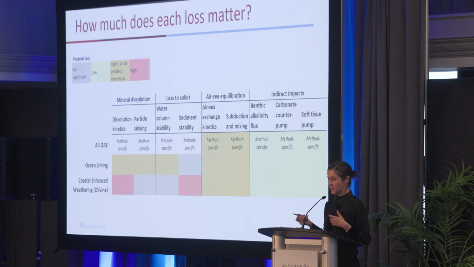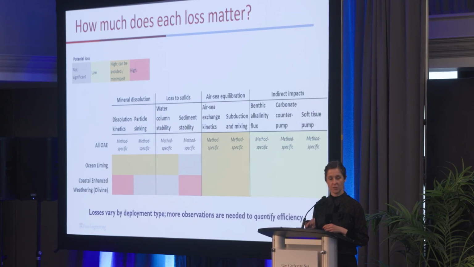Research that has already been published, and that we'll see in these next conversations, has really been informing where we need to focus our attention in this efficiency loss framework. So the takeaway here is that losses vary by deployment type. We need to understand which losses matter for which types of deployment, and that we need observations from specific deployments to quantify these efficiencies and get us out of these color coding generalities.